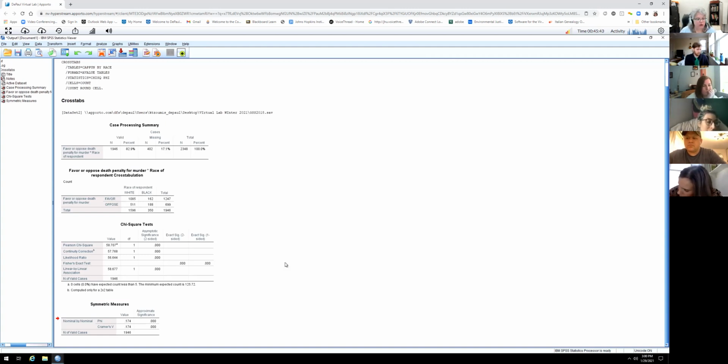What do blacks think about the death penalty? What are the black views on the death penalty in this sample? Oppose it. Correct. Who said that? Edwin.